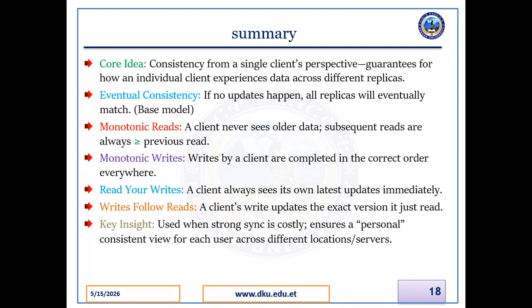Now let's try to summarize the chapter, which is called client-centric consistency models. The core idea is consistency from a single client perspective, because it guarantees how an individual client experiences data across different replicas. Okay, so that we have to keep in mind, as I mentioned earlier: eventual consistency, monotonic reads, monotonic writes, read-your-writes, writes follow reads. And the other key point in this chapter: strong consistency has high synchronization, so it is costly. That ensures personal consistency for each user across different locations and servers. Okay, this is all about chapter 5.